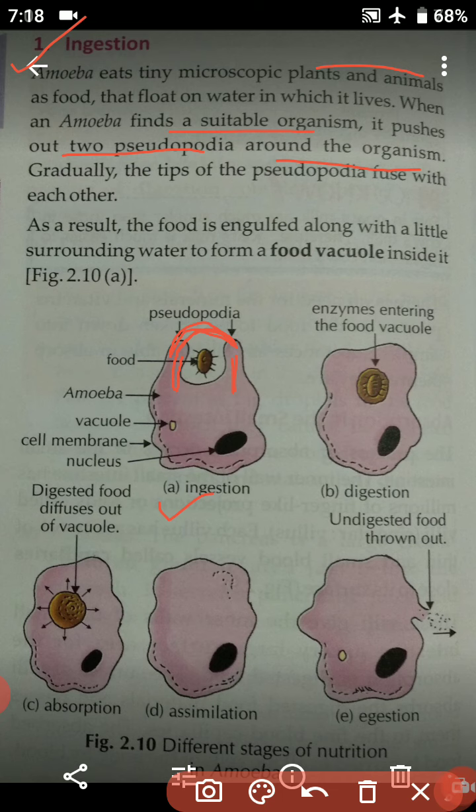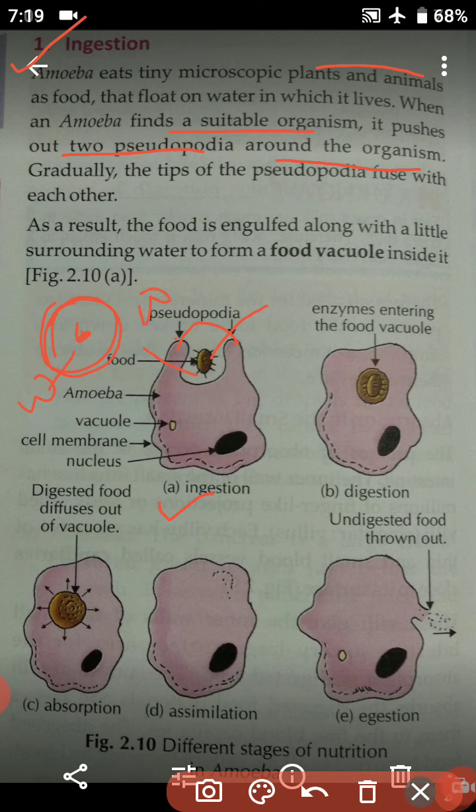So as a result, food is engulfed inside the amoeba, along with a little surrounding water, to form a food vacuole inside it. Here you see students, I will show you properly. So this will get joined, and after joining it will form this kind of structure, and this is the food. This is the food, this is the food vacuole, and inside there will be water. Okay students, so this white portion will have water.